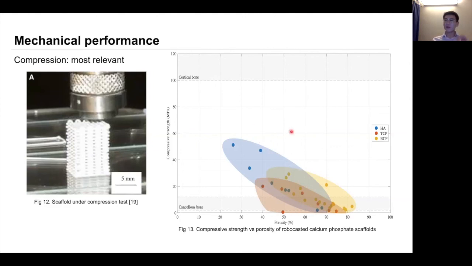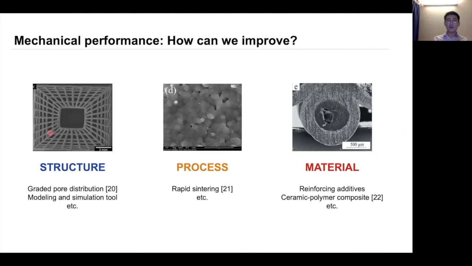And research and studies have been focusing on how to improve the compressive strength of these scaffolds in order to broaden their application in the future. In the face of this kind of problem, there are typically three directions that we can approach, namely from a structure perspective, a process perspective, and last but not least, a material perspective.